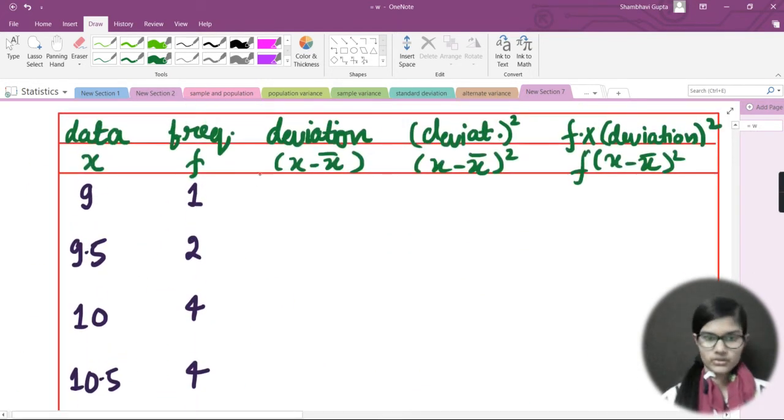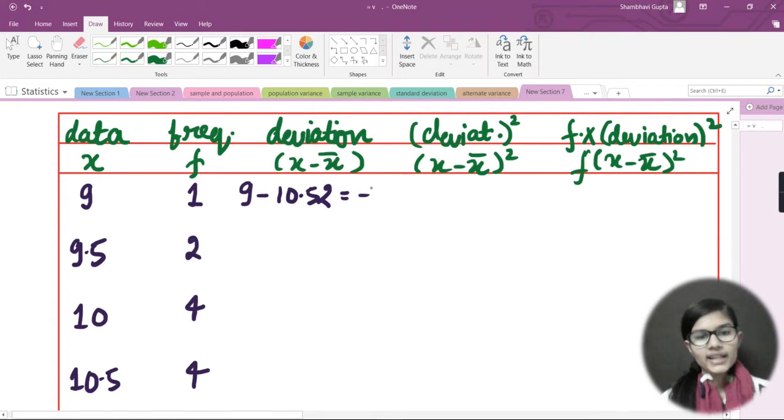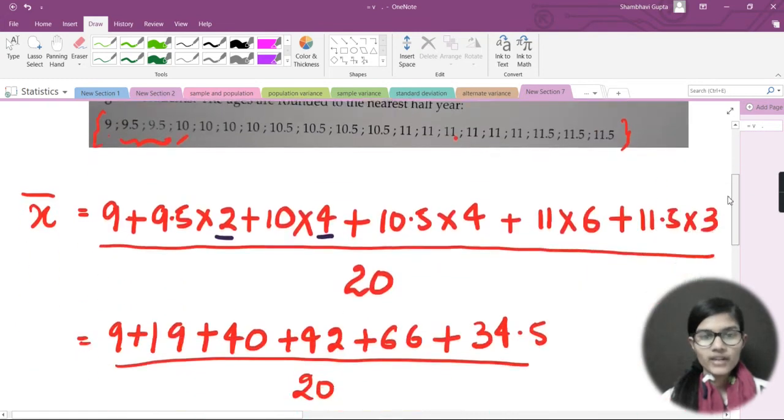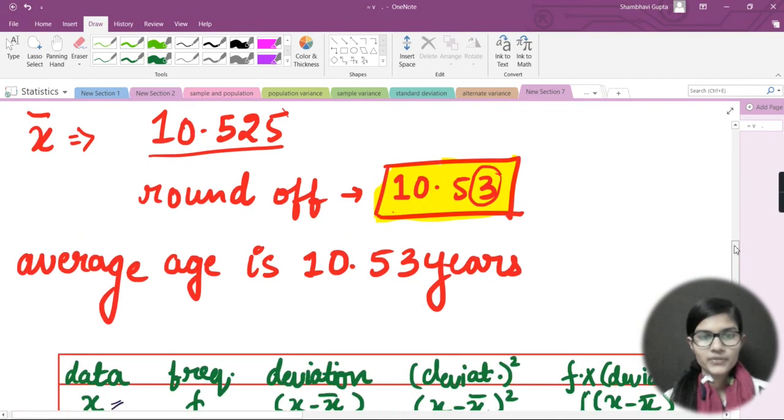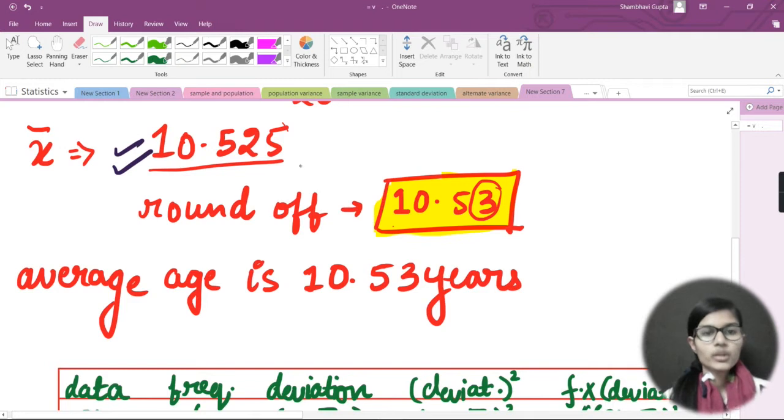Now how to calculate this deviation? That's simple. Here I would do 9 minus 10.52, which will result in minus 1.525. Right? Now what am I doing here? I am just doing x minus x bar. What is my x? x is this data that is present here, right? x bar was the mean which we have just found above, and that was 10.5 something.